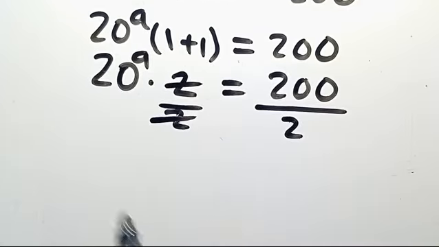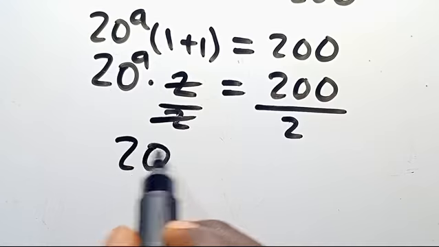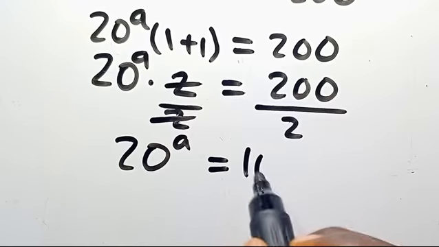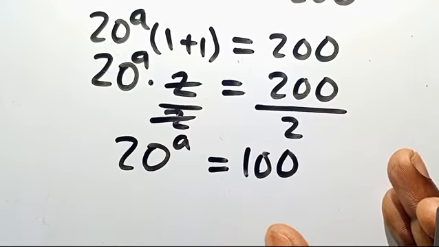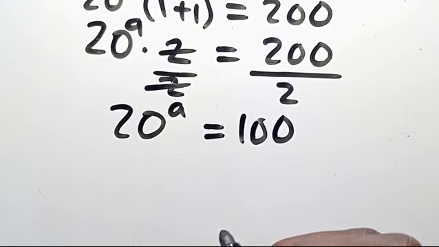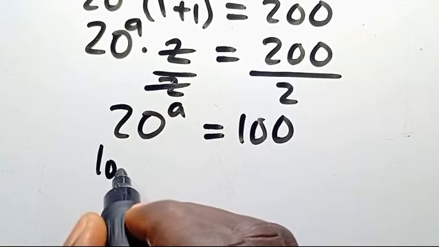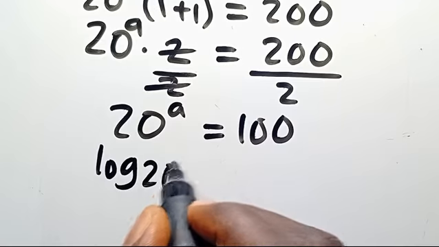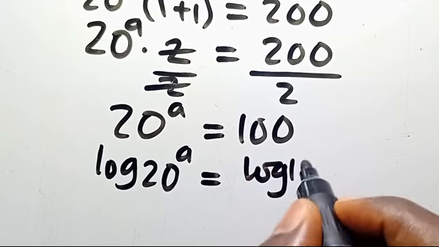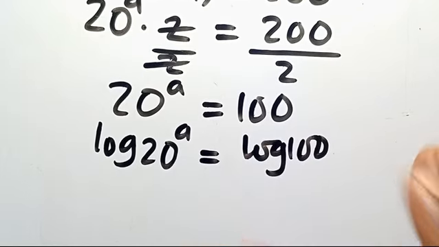This will cancel out this. We have 20 to the power of a equals 100. Now, from here, let's introduce log to both sides of this expression. So we're going to have log 20 to the power of a equals log 100.